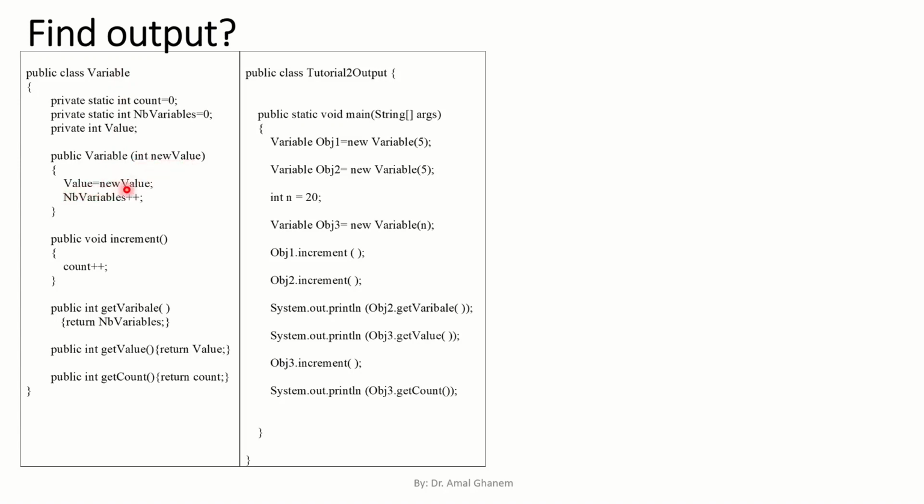It will take the value and save it, and it will increment number of variables. Public void increment will increment count. Public integer getVariable will return the number of variables. getValue will return value. getCount will return count. Then from the main, we have to create objects and follow the statements. So what I suggest is, take 2 to 3 minutes, try to find the output by yourself, and then we will come back and find the solution together.